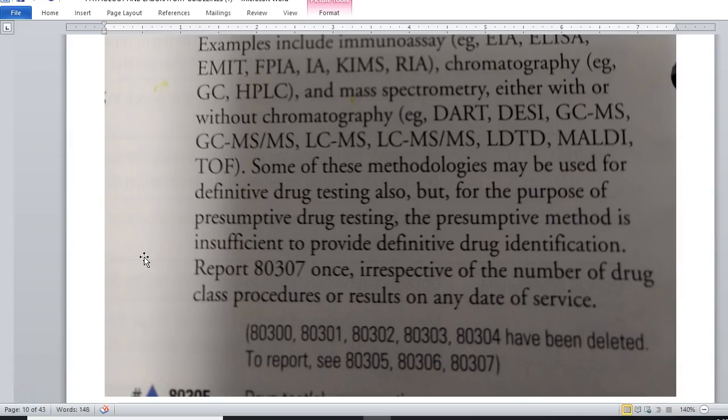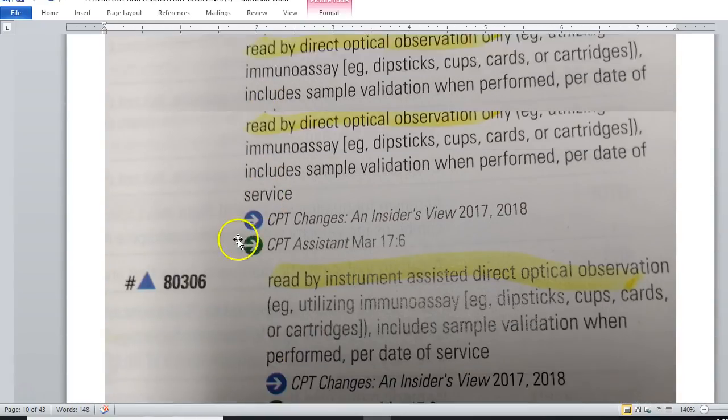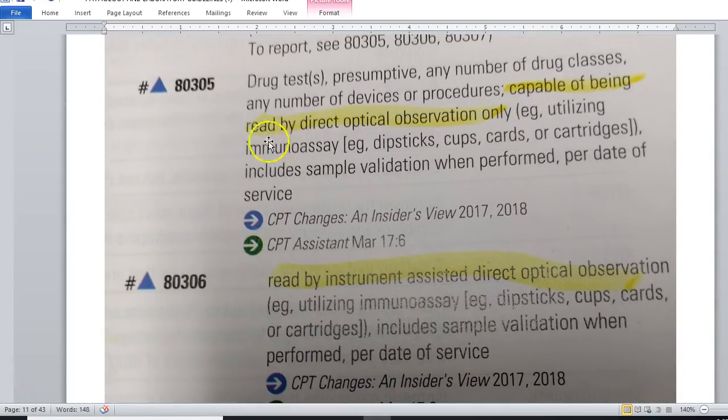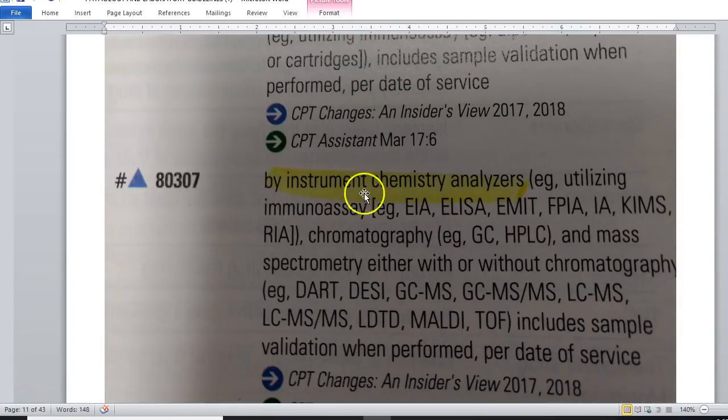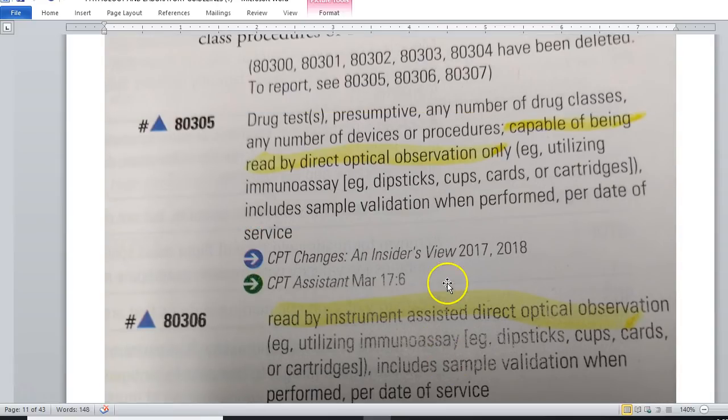So the difference between these, as we're going to see, 80305, capable of being read by direct optical observation only. 80306, read by instrument-assisted direct optical observation, or by instrument chemistry analyzers. Okay, and again, these are all per date of service. So it doesn't matter how many we do as long as we're doing it on that date. Okay, and so this is one of the things we have to be careful.